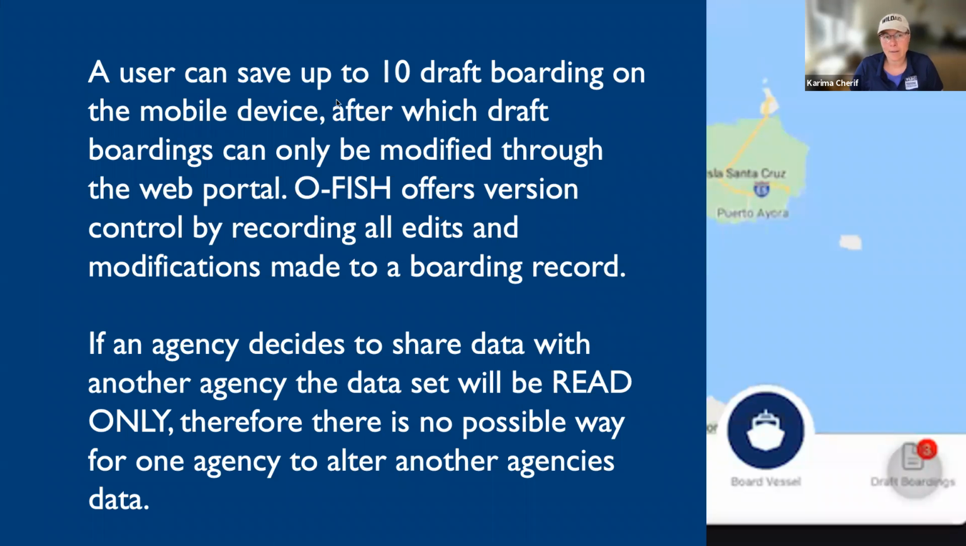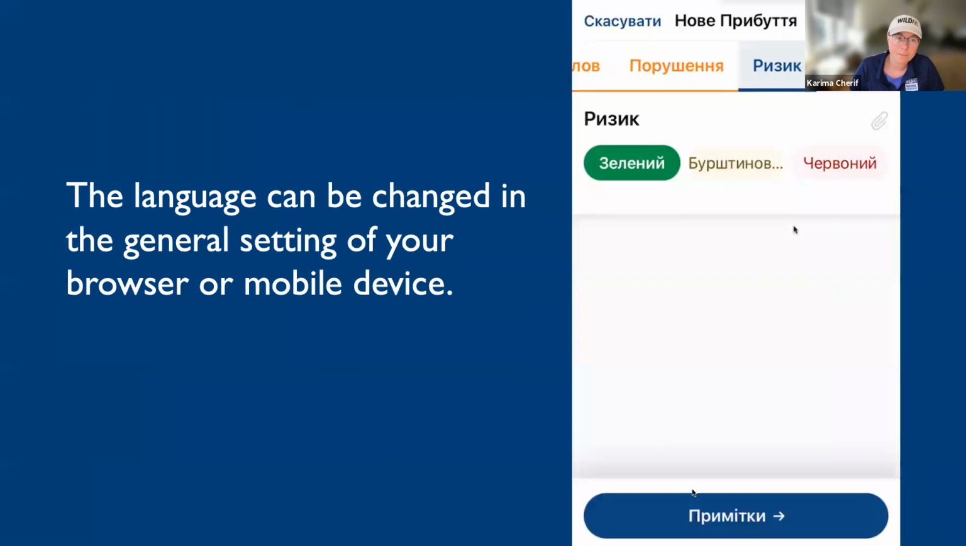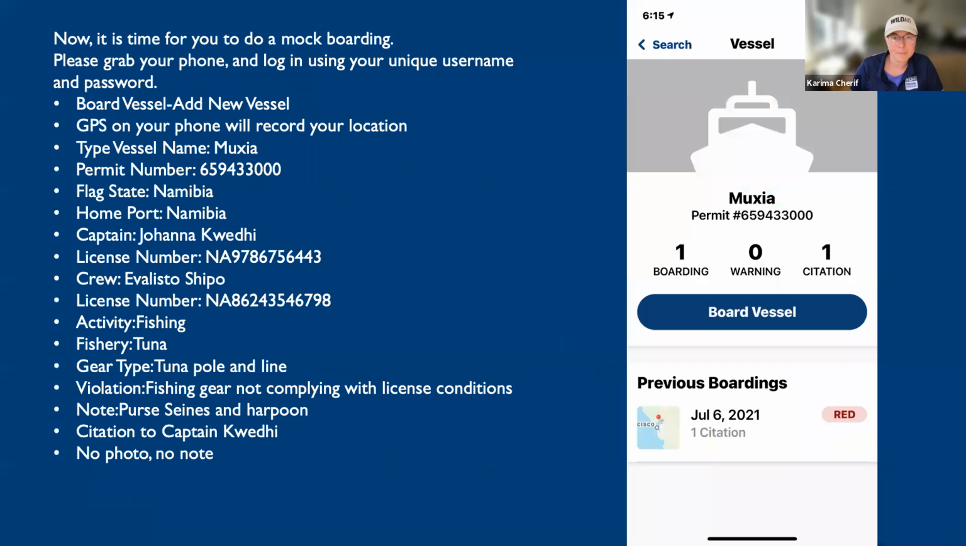A user can save up to 10 draft boardings on a mobile device, after which the draft boardings can only be modified through the web portal by your administrator. OFISH offers version control by recording all edits and modifications made to a boarding. And the language can be changed in the general settings of your browser on your mobile device.